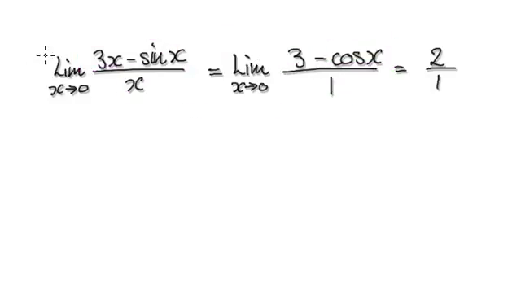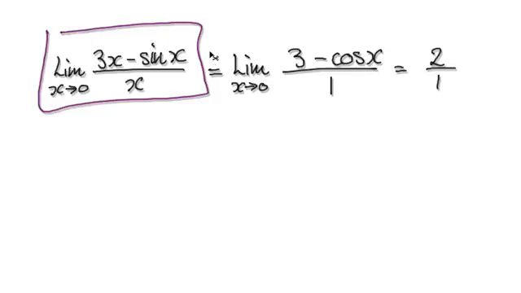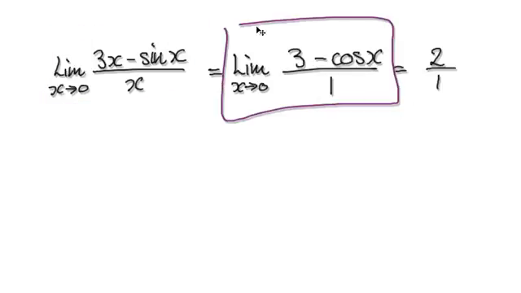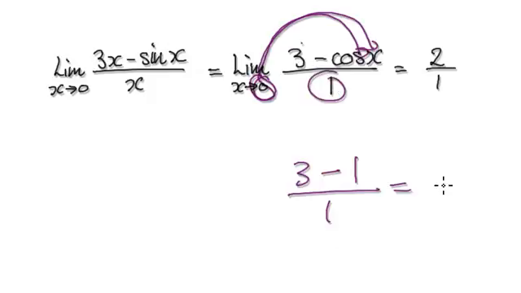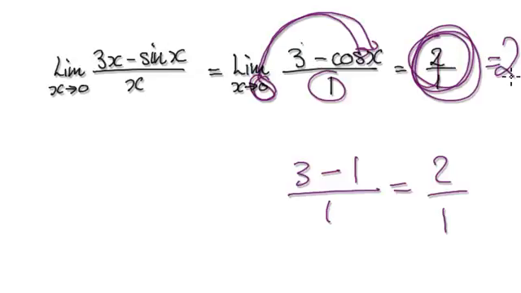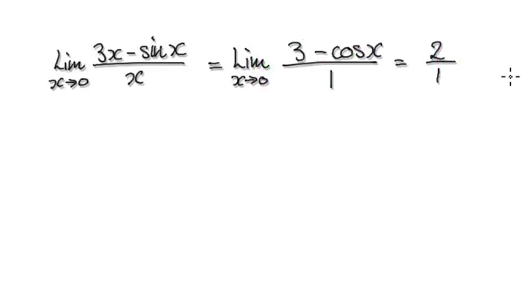So now rather than evaluating this, we would evaluate this. So evaluating this, we'll put this into here. That would be 3 take away, well, if you put this into here, cos of 0 will be 1, and then this is a constant, so it becomes 2 over 1. So the limit here is actually 2. Okay, so another example.